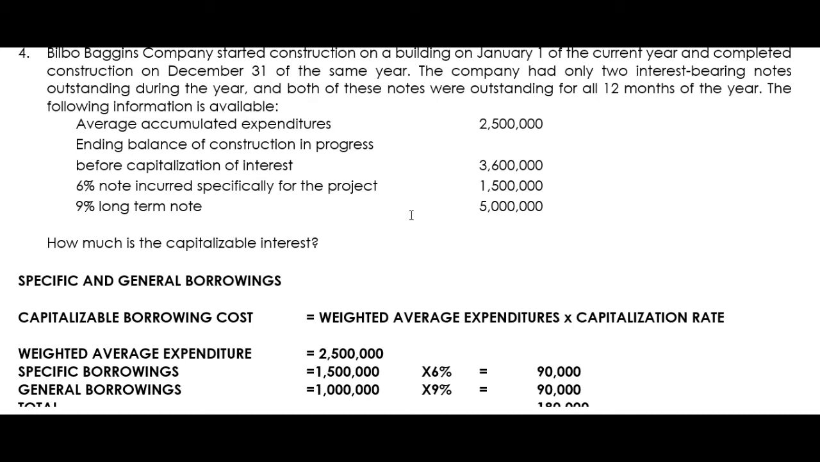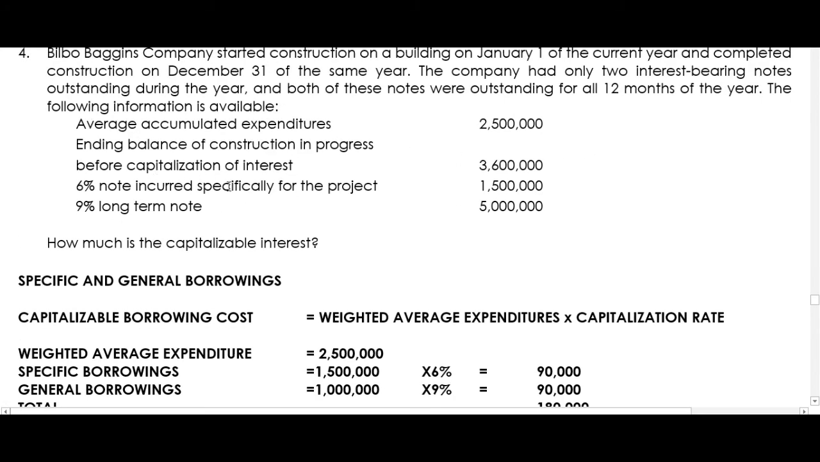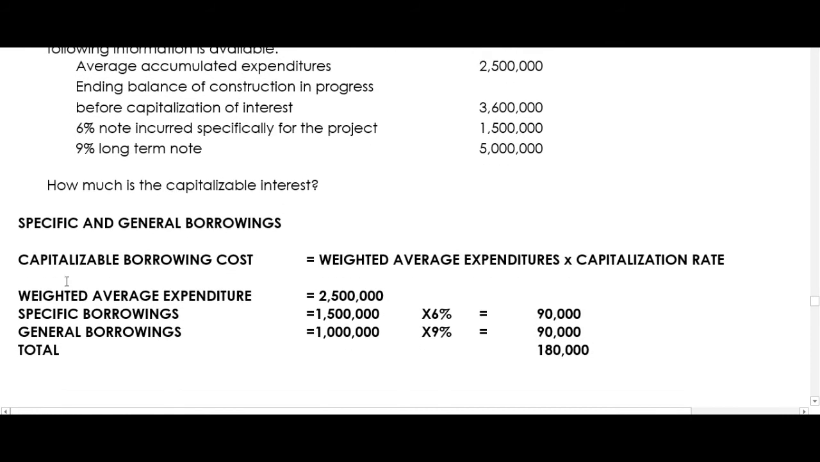Tapos yung mga utang, we have 6% note incurred specifically for the project, so specific borrowing yan. Tapos meron tayong 5 million naman na 9% long-term note para naman dun sa general. Okay? So, to make the computation, what we are going to do is to get the weighted average expenditure, tapos i-multiply natin yan doon sa capitalization rate for the general. Okay? Pero since ito kasi ay mixed, pinaghalo nating specific at saka yung general, so ang una mong gagawin, di ba, given na yung 2,500,000, so yun muna yung weighted average expenditure.